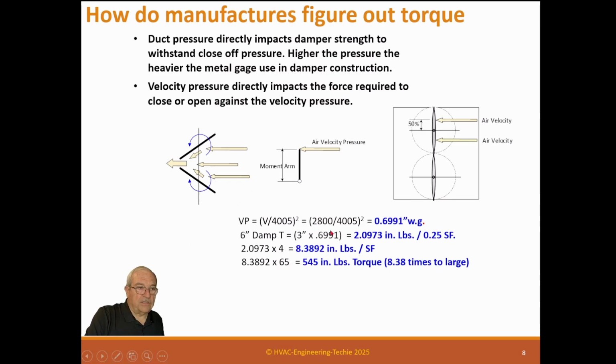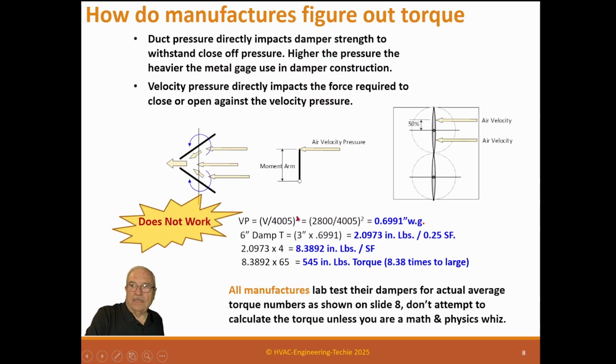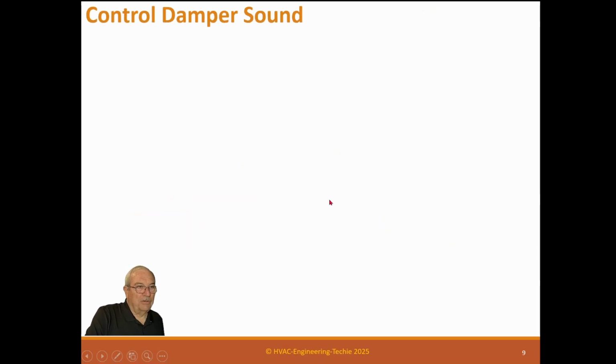So that's a calculation that's totally wrong. It won't work. You need to use a table. It just doesn't work, so don't try to calculate them that way. All manufacturers lab test their dampers for actual average torque numbers, as shown on slide 8. Don't attempt to estimate the torque unless you are a math and physics whiz, because I don't really know what calculus you would use to handle that varying torque. I'm sure it's possible. Smart people can do that. But for us, just use the table.